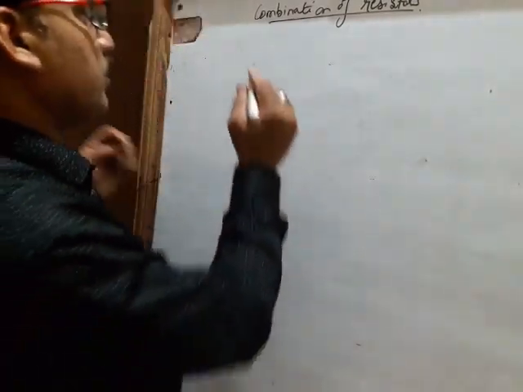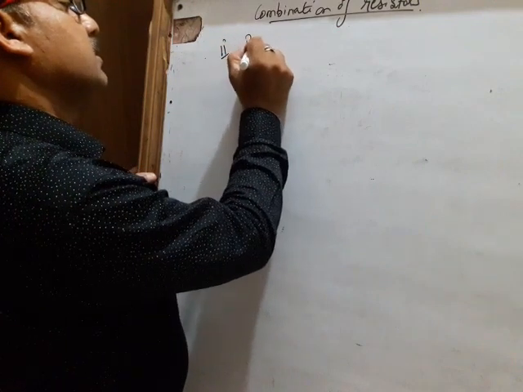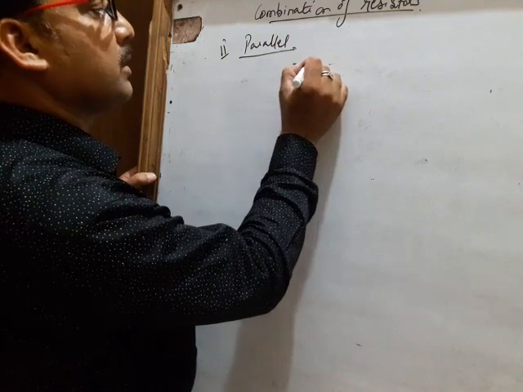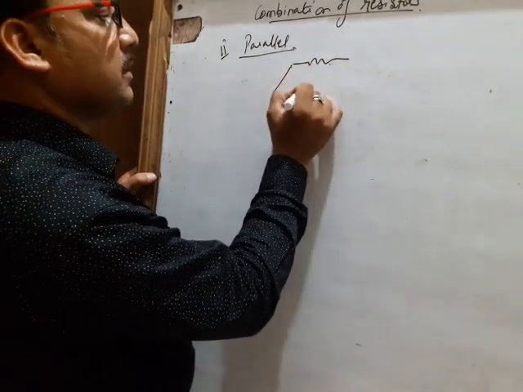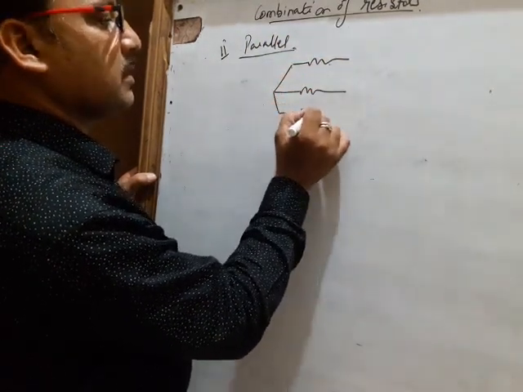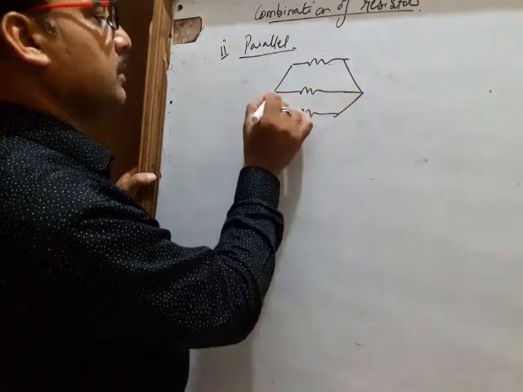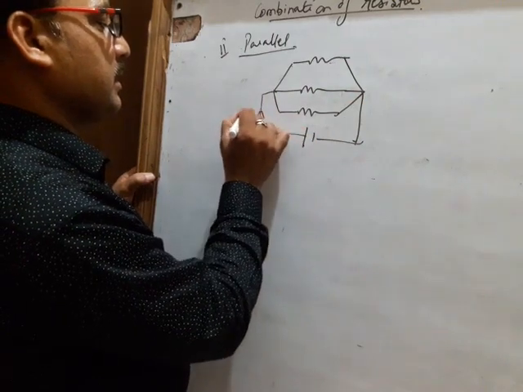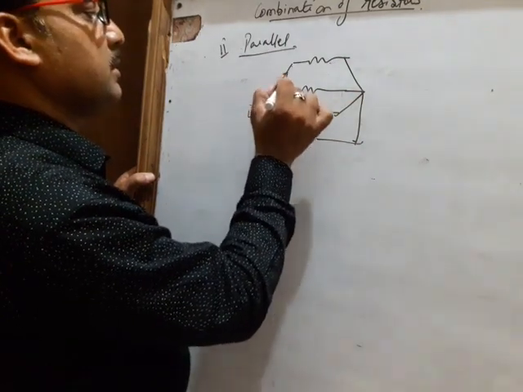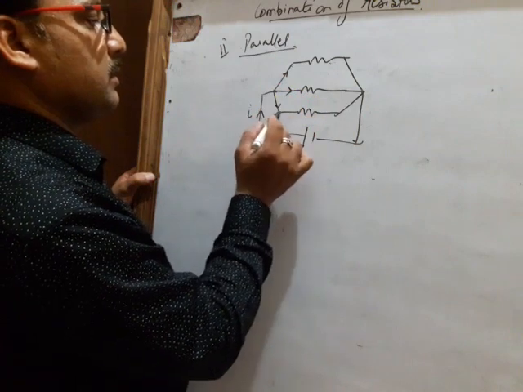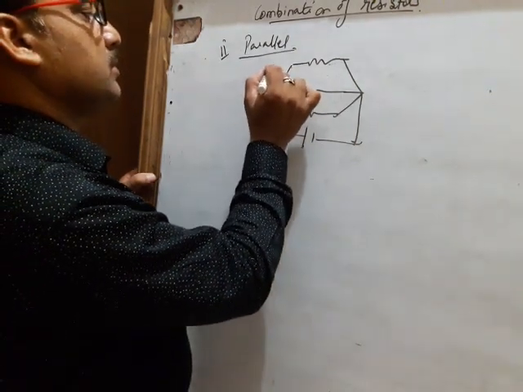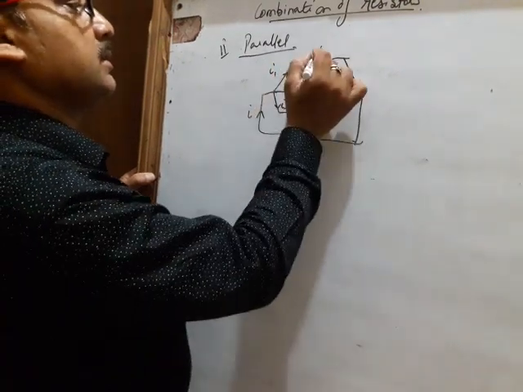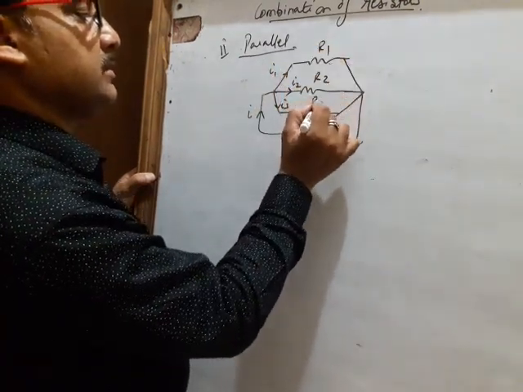And now you can find for parallel as well. For parallel combination, you take one resistor, another one, and another one, and you connect them with a cell like this. So this current I will go like this. This I will break, so I1, I2, I3 like this. This is resistor R1, this is R2, this is R3.